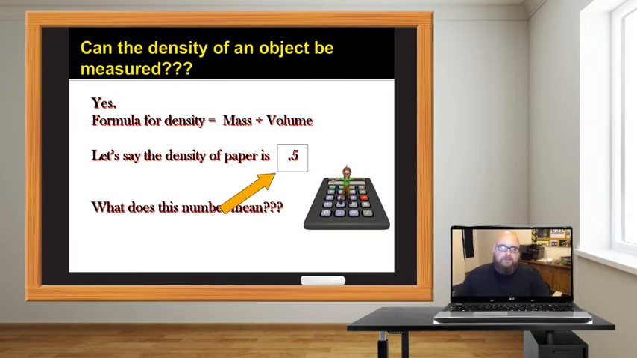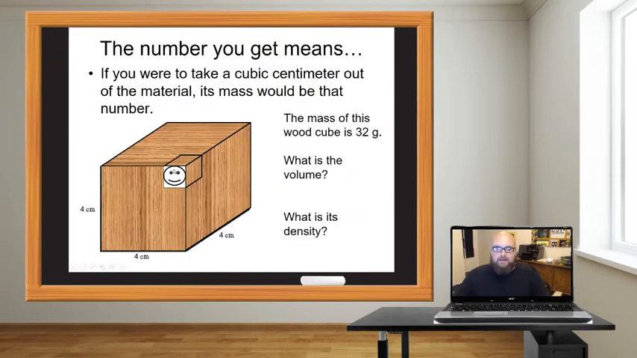So, can the density of an object be measured? Well, yes, it can. We have a formula for that, a mathematical formula. That formula is mass divided by volume. So we have to figure out what are these two measurements for an object in order to figure out its density. So let's say that the density of paper is 0.5. Well, what does that number mean exactly?